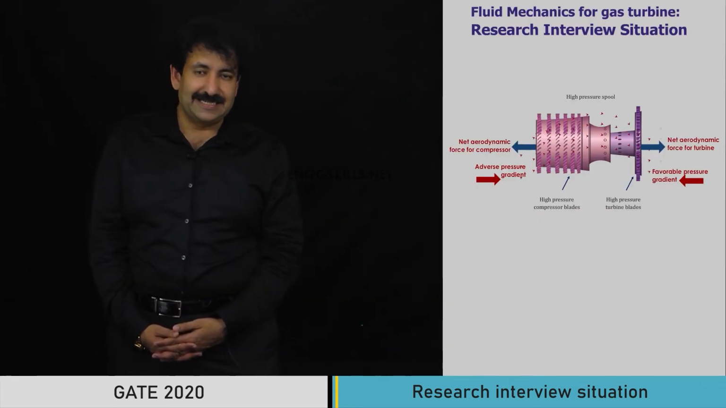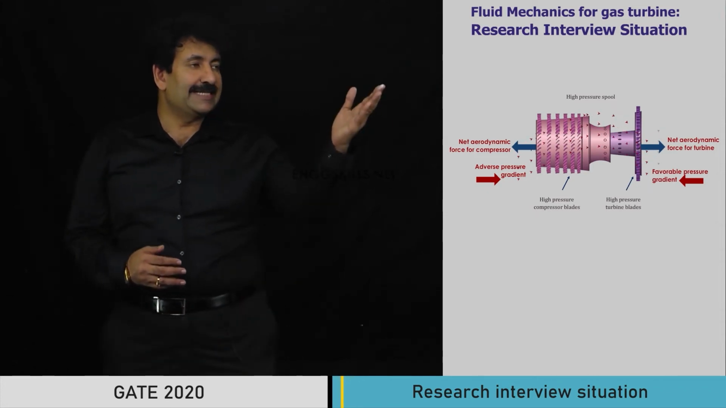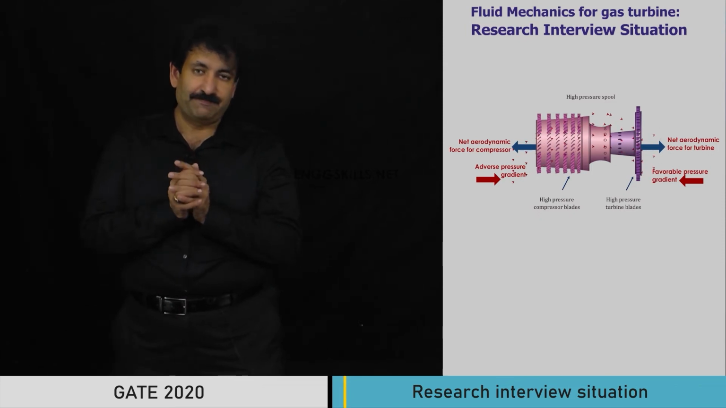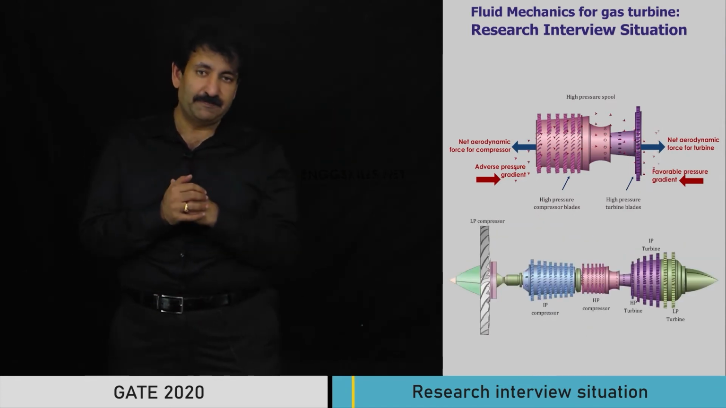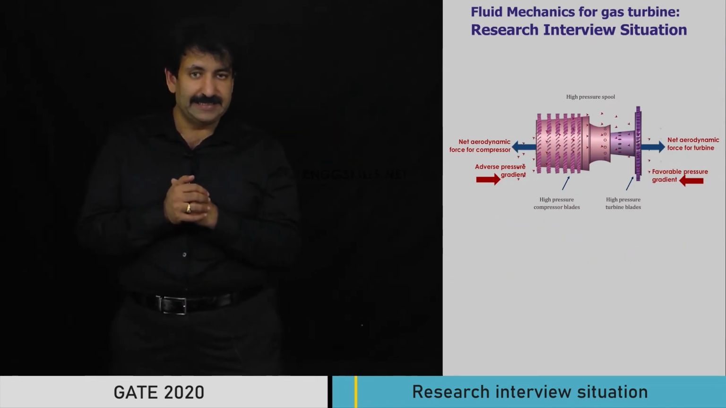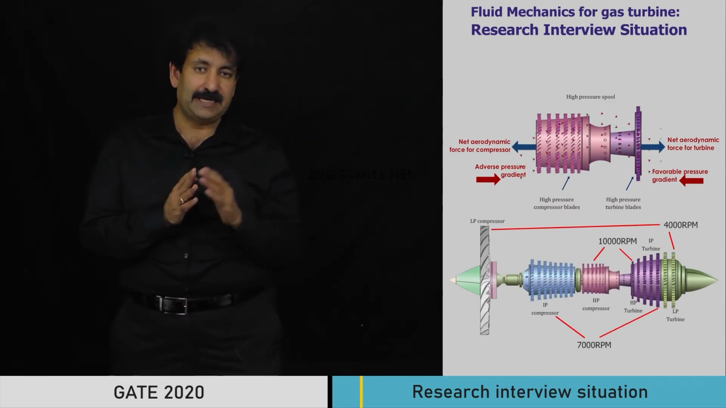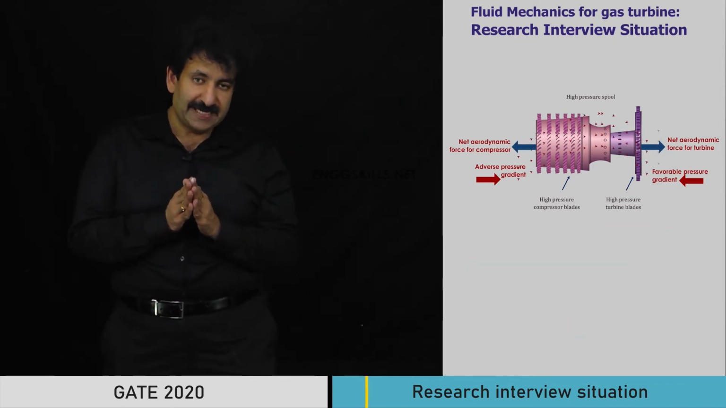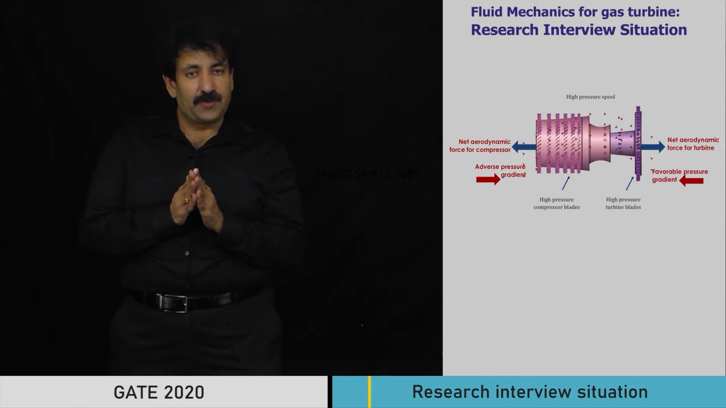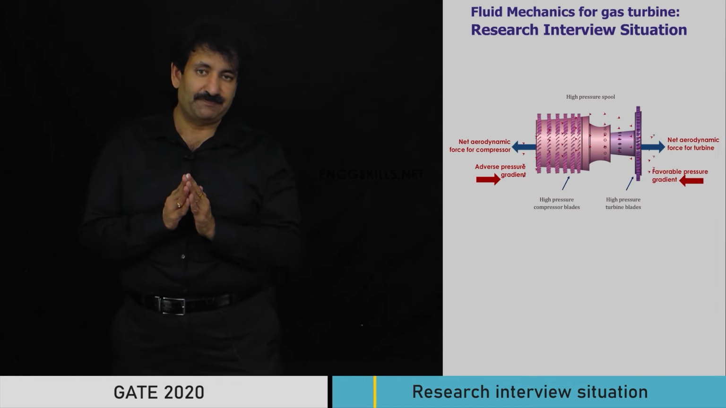Now let's consider the research situation for fluid mechanics. Look at this typical spool of a gas turbine engine. Typically, depending on the makers, a gas turbine could be of 2-spool or 3-spool type. When I say spool, it is a mechanically independent assembly running at a different RPM compared to other spools. Now let's try and apply fluid mechanics and dig out some important technological facets about the design of this product.